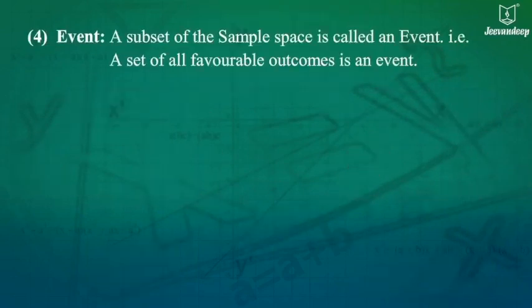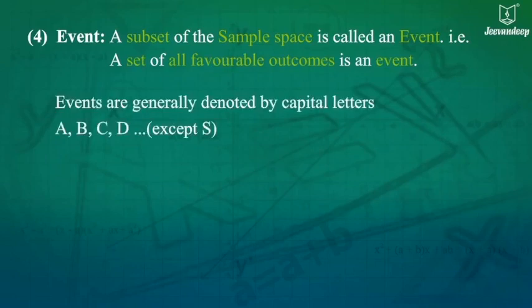Event. A subset of the sample space is called an event. That is, a set of all favorable outcomes is an event. Events are generally denoted by capital letters A, B, C, D and so on, except S.